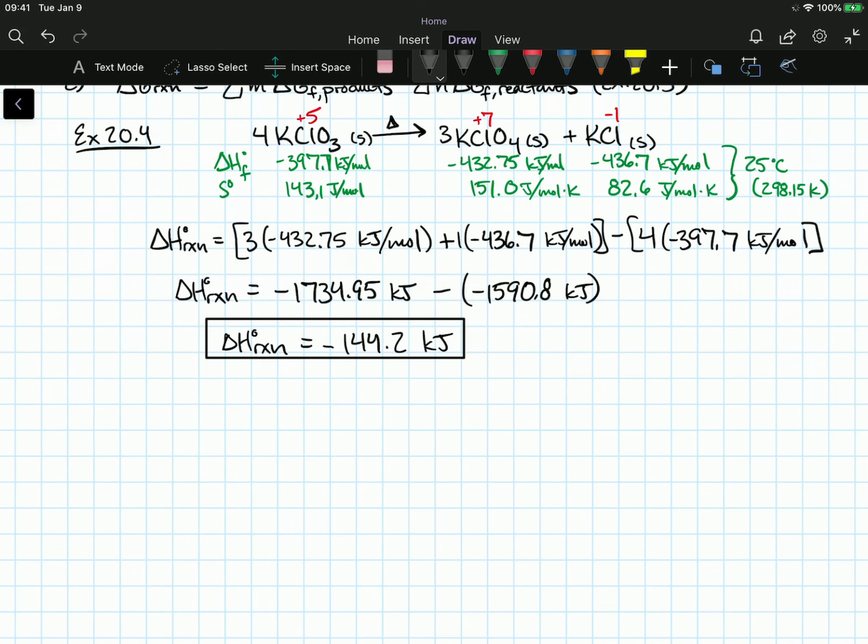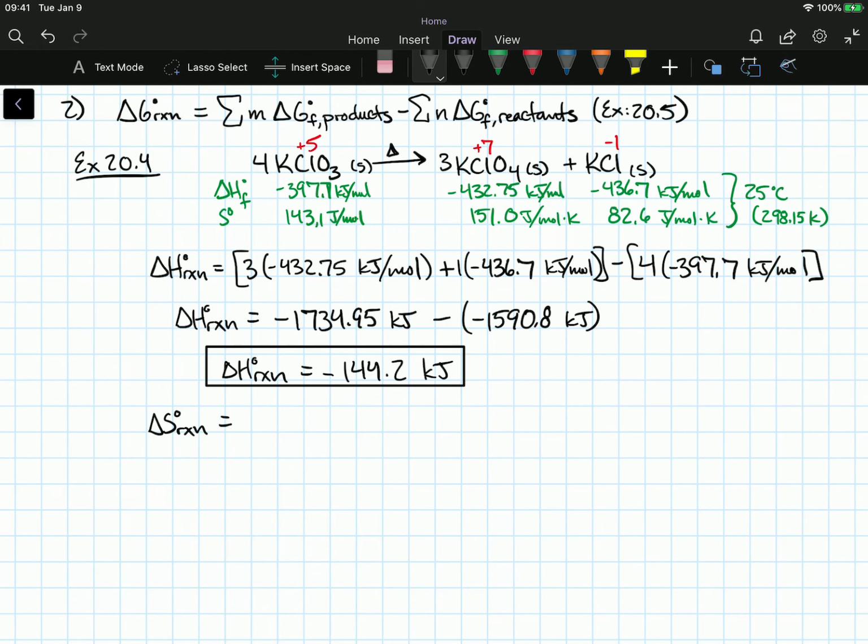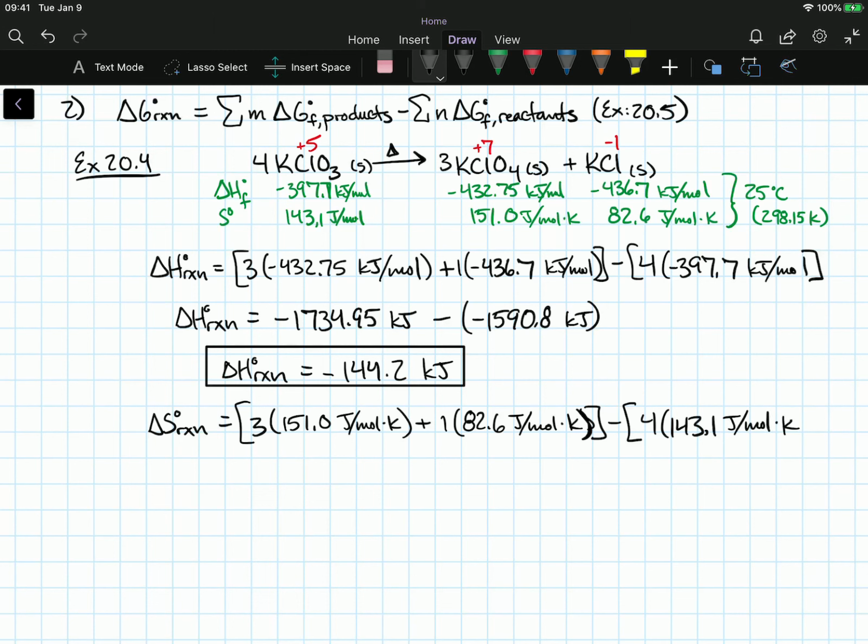And the next step is we're going to calculate the standard entropy change for this reaction, which looks very similar. It's the same type of problem where we're going to use the molar coefficients times the standard entropies of each of these. So again, this becomes 3 times 151.0 joules per mole Kelvin plus 1 times 82.6 joules per mole Kelvin minus 4 times the 143.1 joules per mole Kelvin.